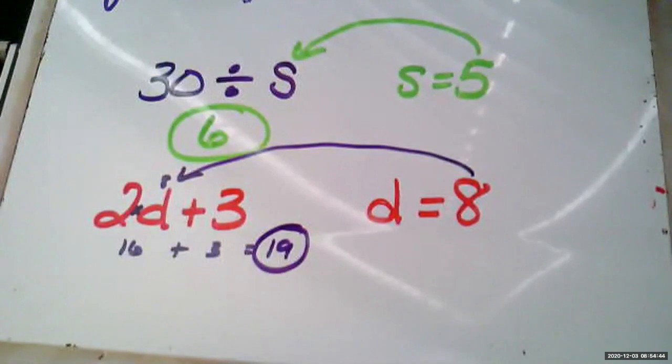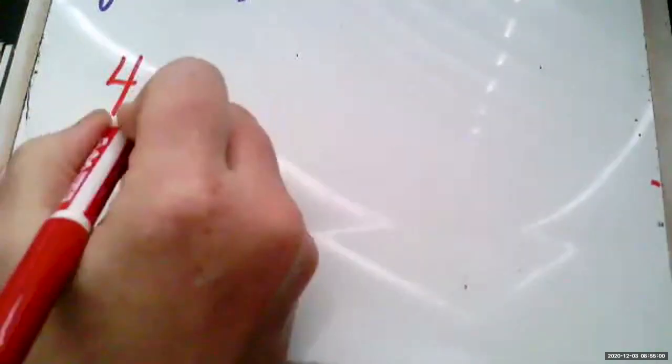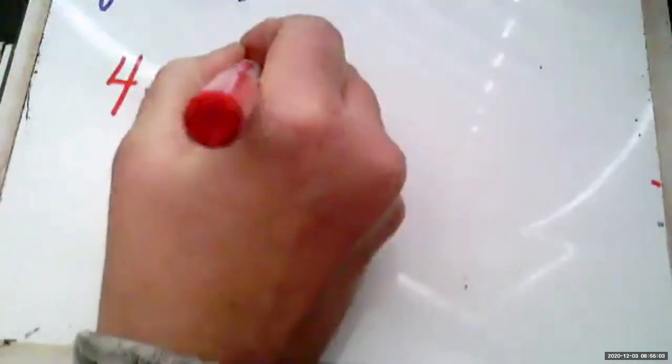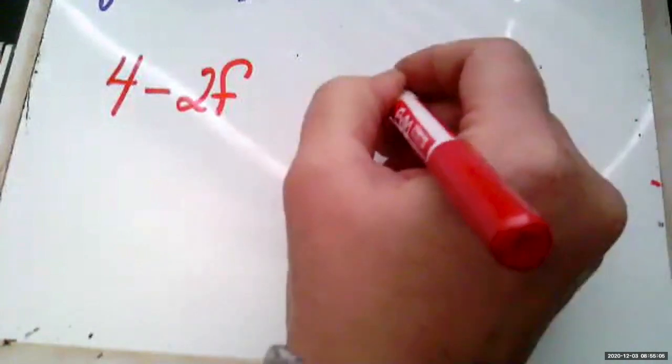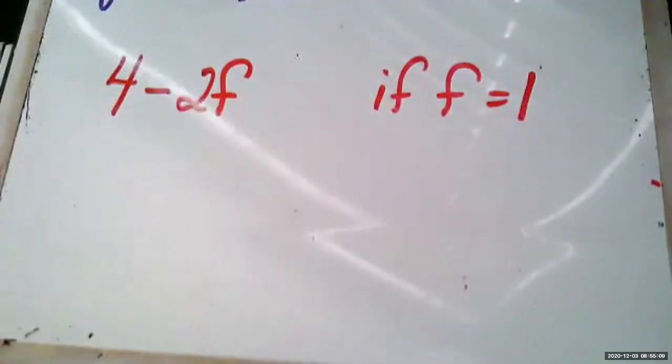Very good. I'm going to give you 2 more just to see if you are really hanging here with me. We don't have to make up any more stories about it. Let's just solve these last 2 so we can move on to some Khan Academy. How about 4 minus 2F if F equals 1?